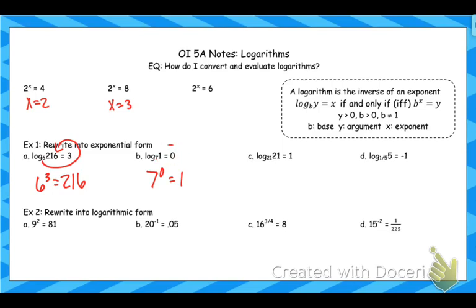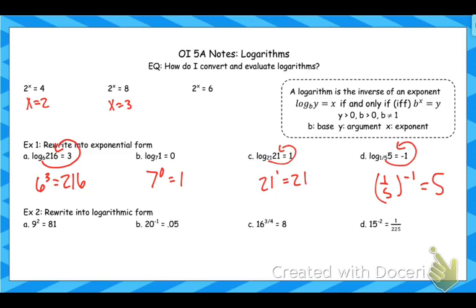You also could look at it this way: write your base, flip your other two numbers. So start at the base and flip your numbers, either way. 21 is the base. 21 to the first equals 21. Start at the base. 1/5 to the negative 1 equals 5. So that's how we rewrite a log into an exponent.